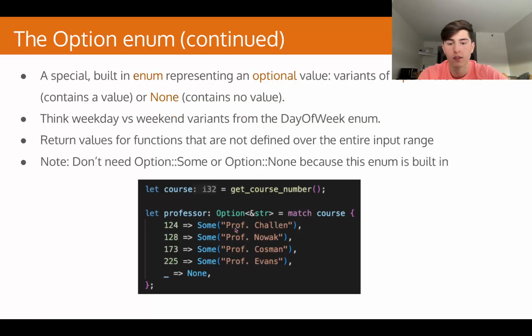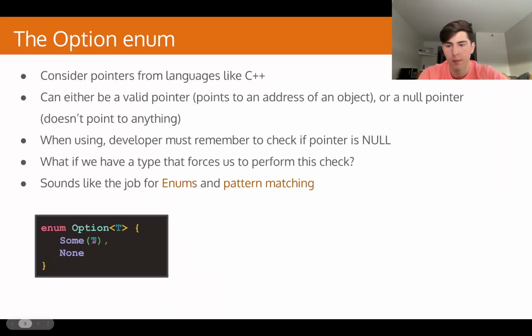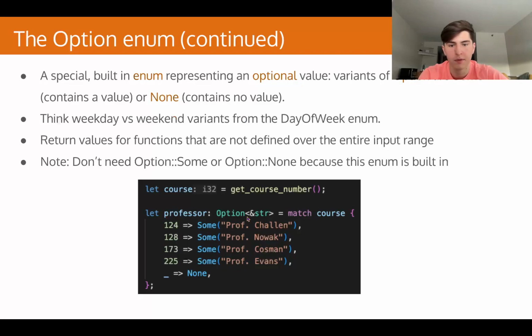You can call Some, like we defined earlier. Some has type T, and this type T here is a reference to a raw string, as such. This works just as before.